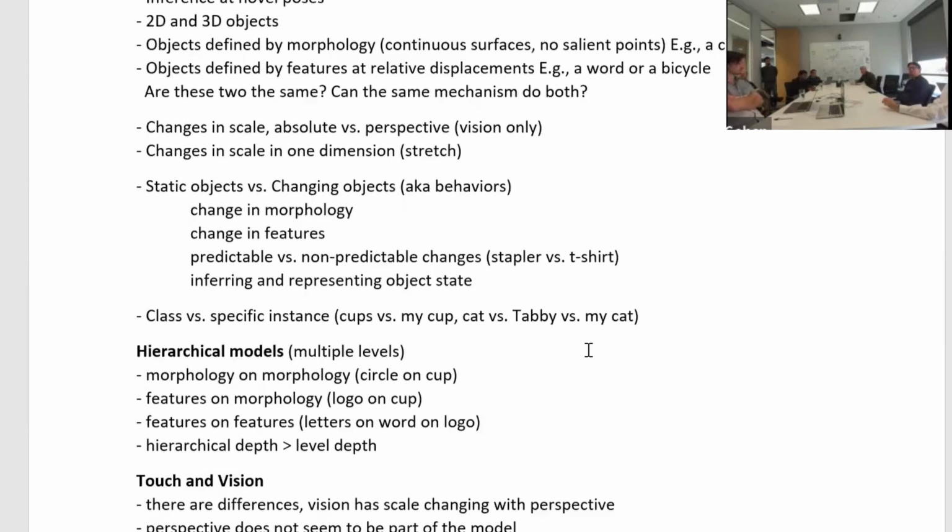So let's just talk about the list of model capabilities, starting off with a single level, meaning a single column or a single level. Again, maybe it's a couple of columns next to each other. These are just some of the things we talked about. We know we have to do inference at novel poses. That's a problem we have to solve.